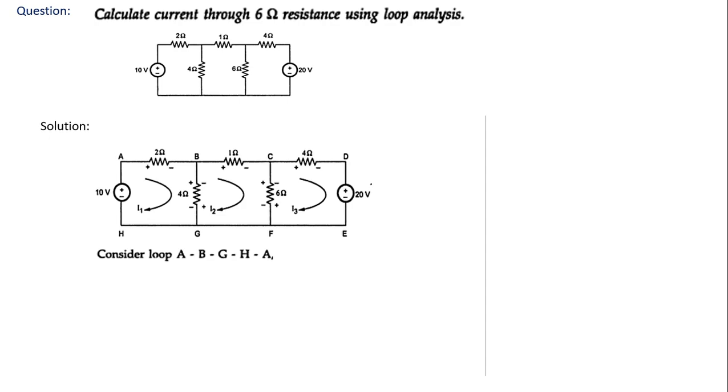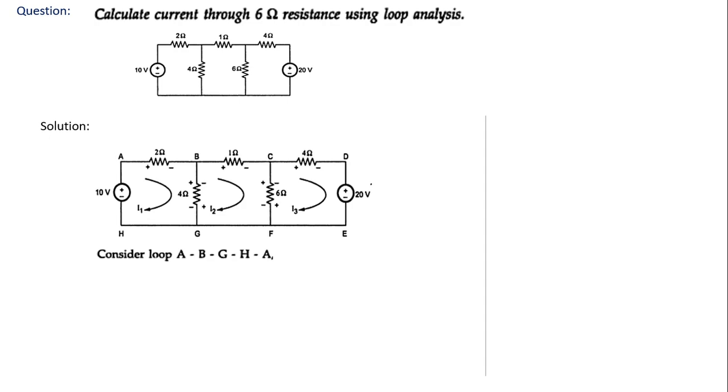The algebraic sum of potential drops in circuit elements is equal to the algebraic sum of potential rises in any closed circuit. In other words, the algebraic sum of voltage drops across circuit elements is equal to the algebraic sum of EMF in the closed circuit. Based on this rule, we are going to write loop equation 1.